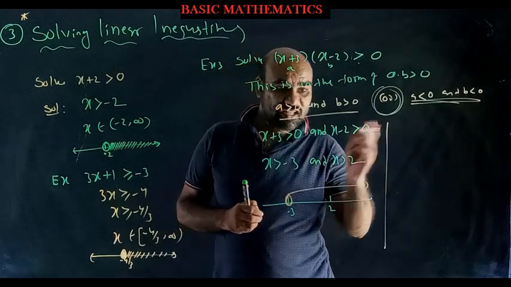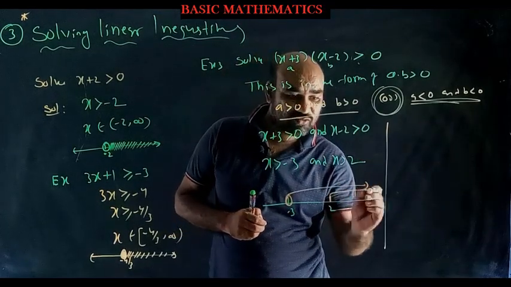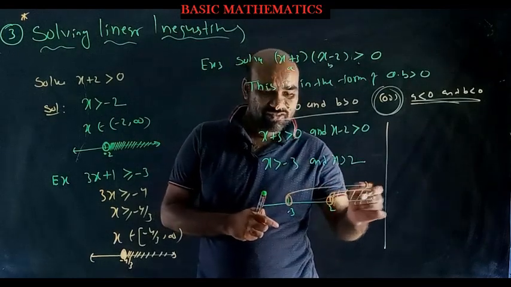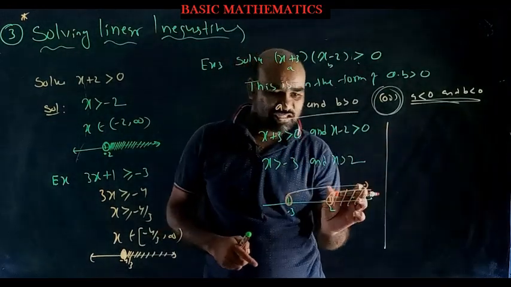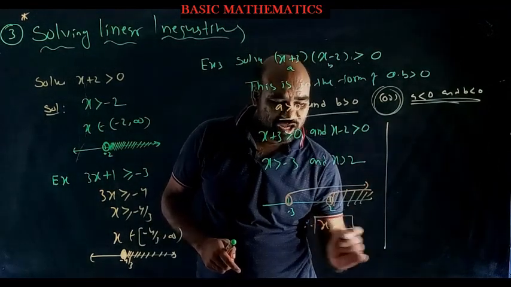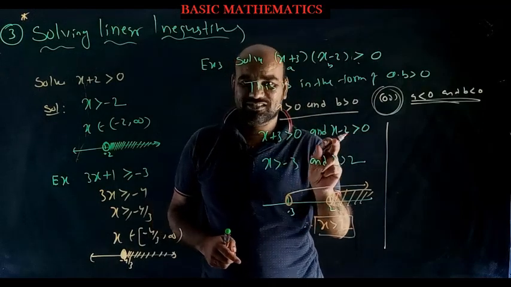So this is saying that x is greater than 2, not equal to but greater than 2. But this is only the intersection. Greater than minus 3 and greater than 2, this area is the intersection. Therefore, I can say x greater than 2 is the common solution for these two conditions.